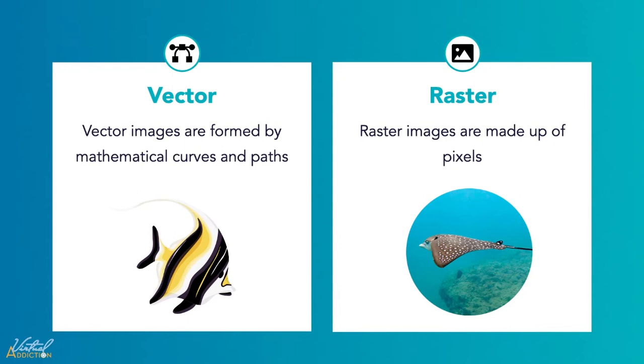Raster images are made up of pixels, while vector images are formed by mathematical curves and paths. Being comfortable with the ins and outs of both formats and how they translate when exported is an essential skill for every designer. Let's start off by looking at raster images.